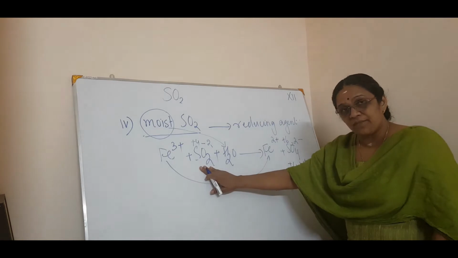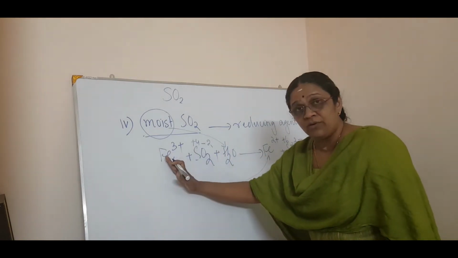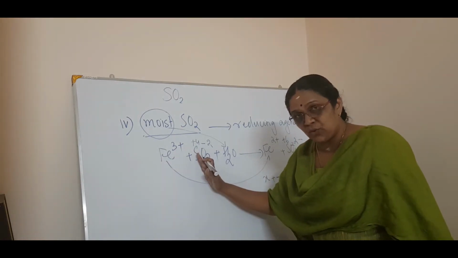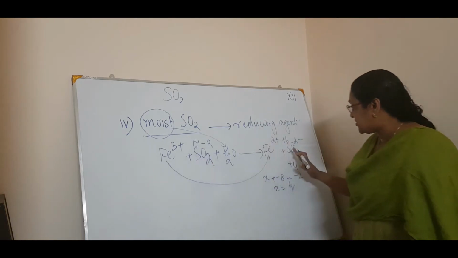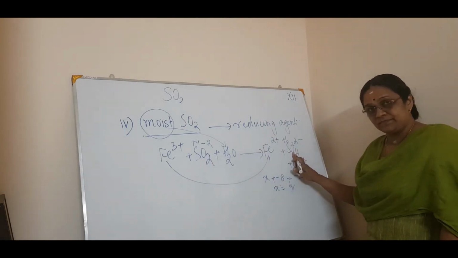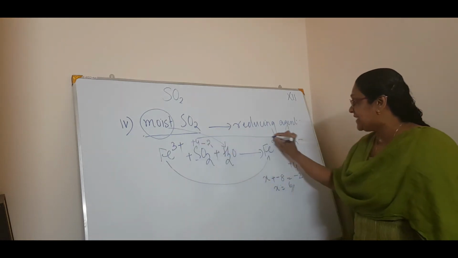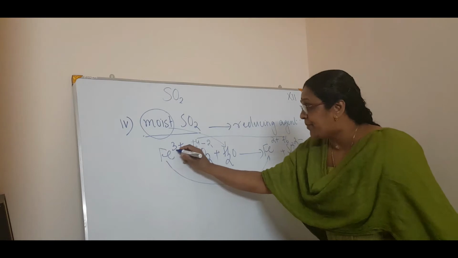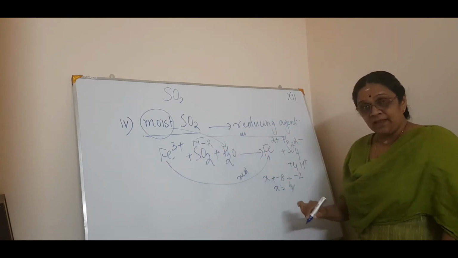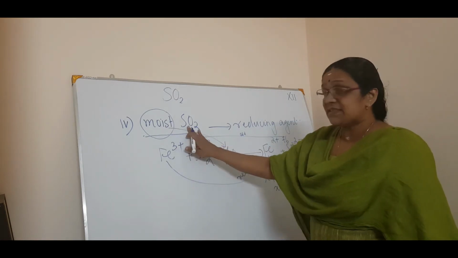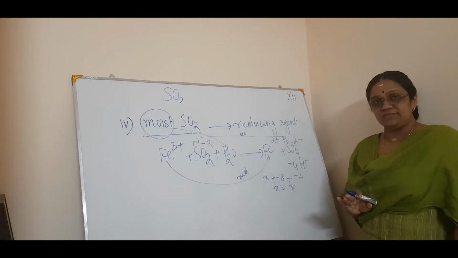Reducing agent means what? It reduces Fe3 plus, or it reduces another compound which itself gets oxidized. You know that, right? You know that. So sulfur dioxide gets oxidized to sulfate. Correct. That means oxidation number 6 and this is 4. It is increasing. So it is oxidizing. Fe3 plus to 2 plus decreasing. So it is reduction. So that is the point. Correct. So this is why moist sulfur dioxide acts as a powerful reducing agent.